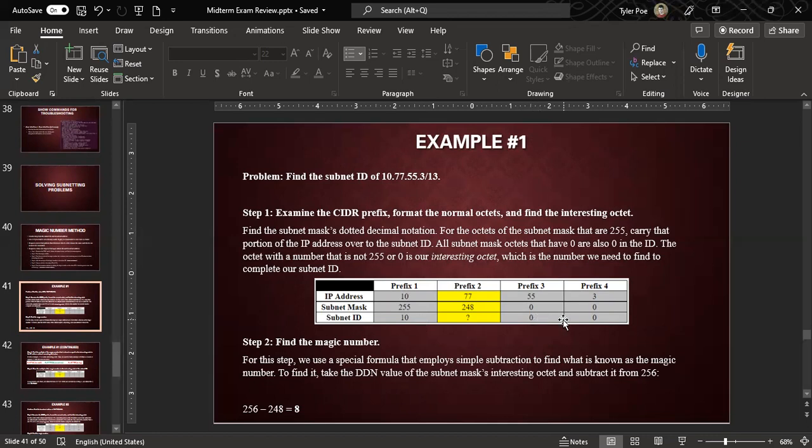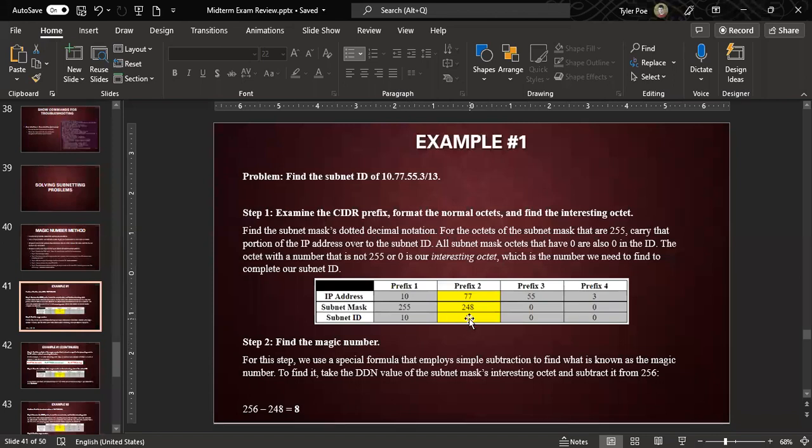Now, zeros are basically your host bits. These octets that are completely host bits carry over as zeros into the subnet ID. Now, your interesting octet, where there's an overlap of network bits and subnet bits, there we do not know this number. We have no idea what this number is right now. The 77 is most likely not going to be carried over, and we just put a question mark here. Now, you don't need to always write it down this way. If you've memorized it, you could do this in your head. But if you want to, you can write this all down like this to figure out which octet you're solving for.